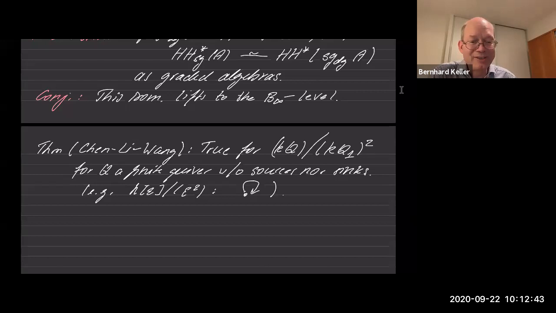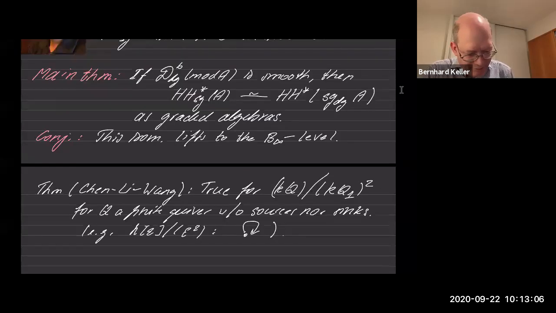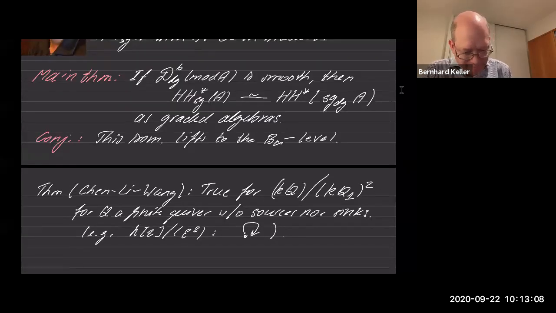So for these algebras, they check it directly by an explicit computation. They compute everything. They compute the DG singularity category, and they compute explicitly cochain models for everything, and then they succeed in showing that it holds. And then I should maybe recall what this hypothesis of smoothness means.